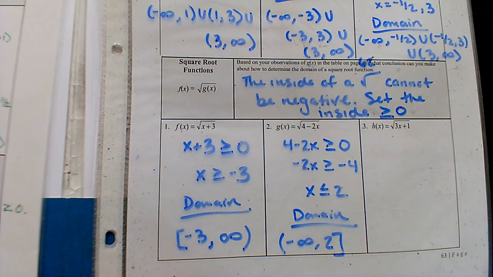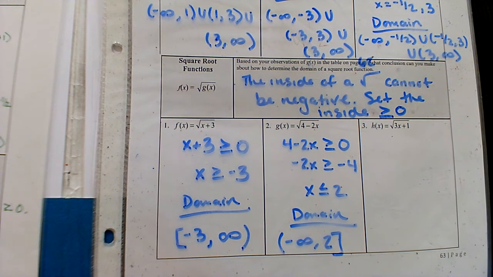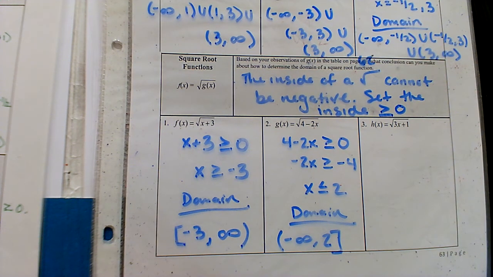Are we okay with that transition from inequality to interval? It's kind of advanced stuff here. I want you to try the next one. Find the domain. Which x values could we plug in?